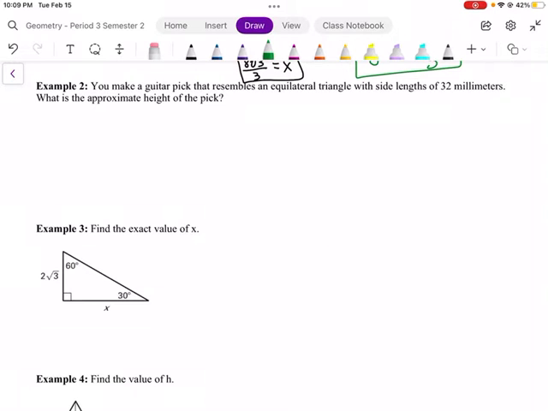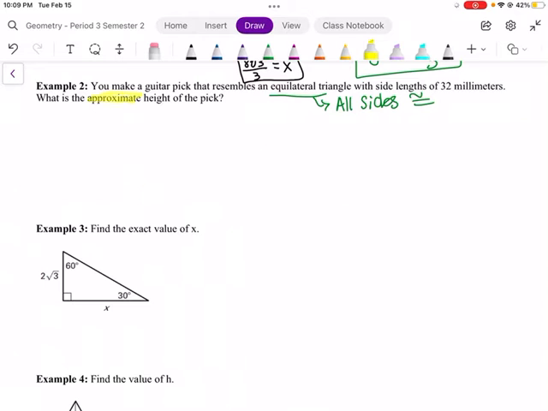Now let's look at example 2. You make a guitar pick that resembles an equilateral triangle with side lengths of 32 millimeters. So remember, equilateral means all sides are congruent.